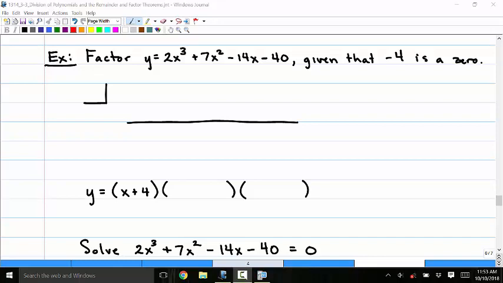Okay, I want you to go factor y equals 2x cubed plus 7x squared minus 14x minus 40, given that negative 4 is a 0. You know that negative 4 is a 0, so I'm going to go over here and put negative 4 in. 2, 7, negative 14, negative 40.